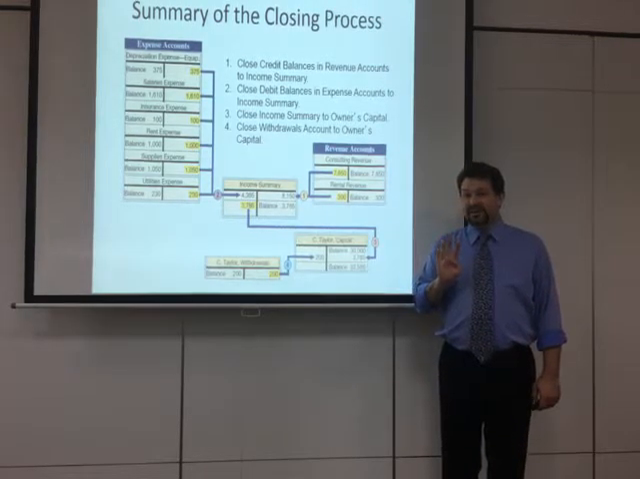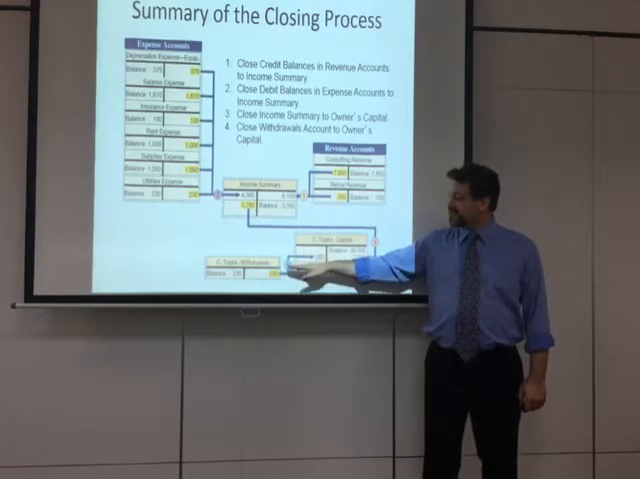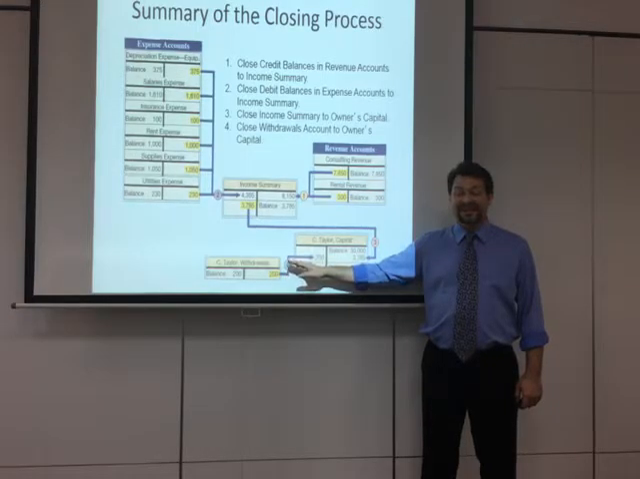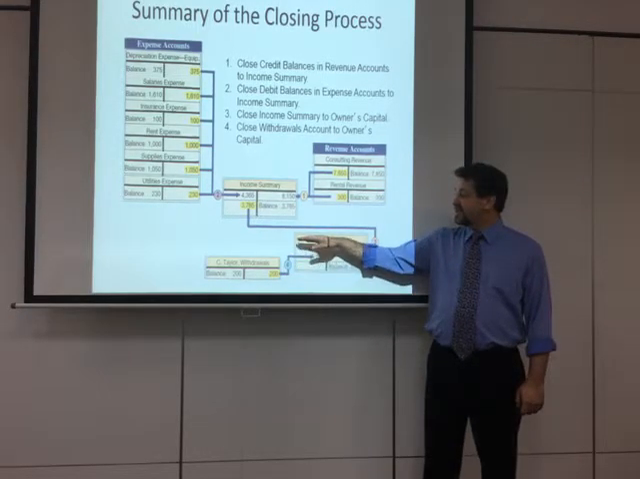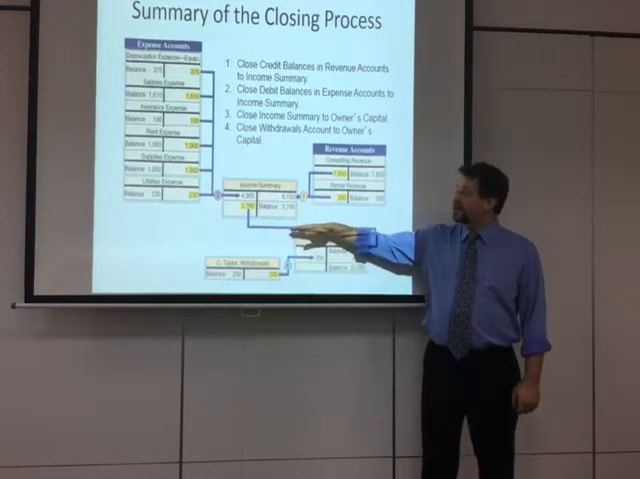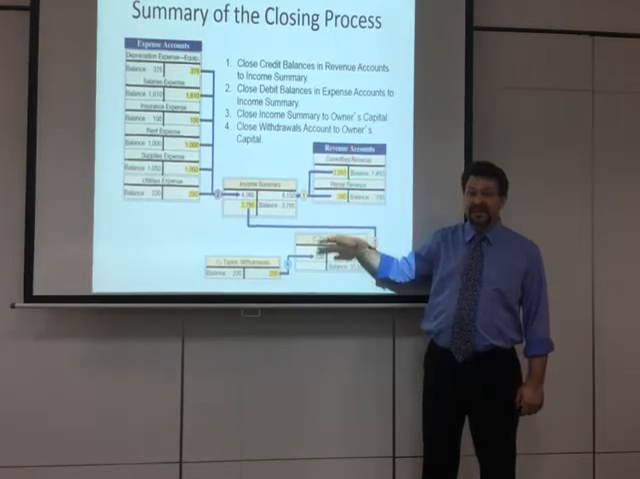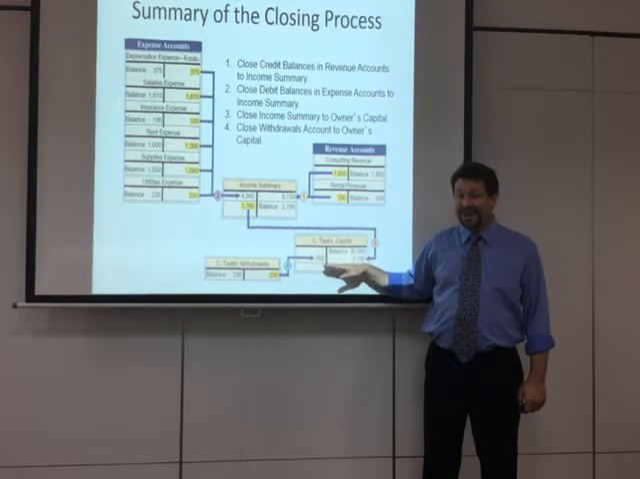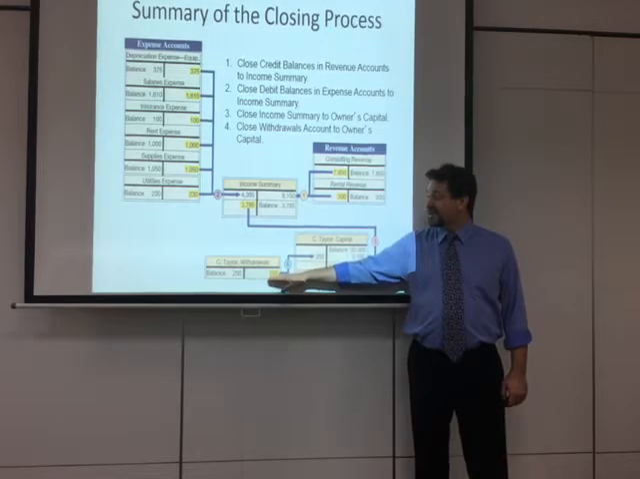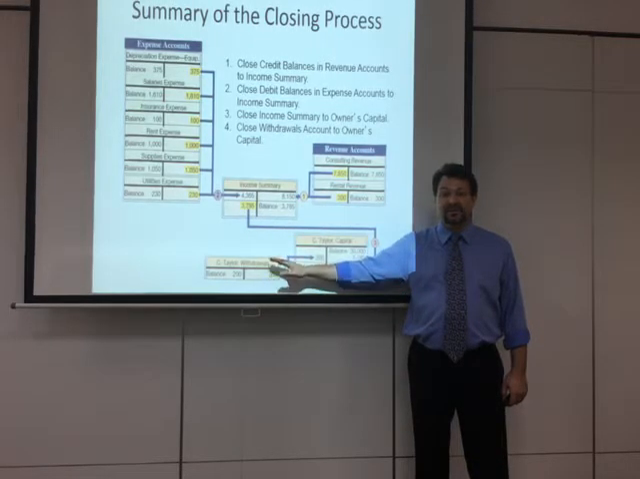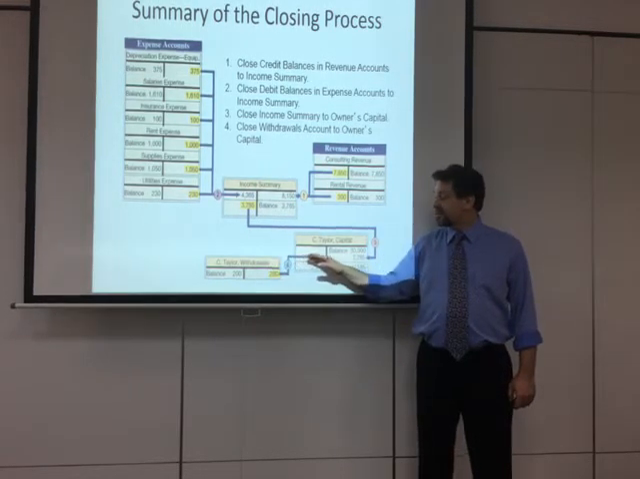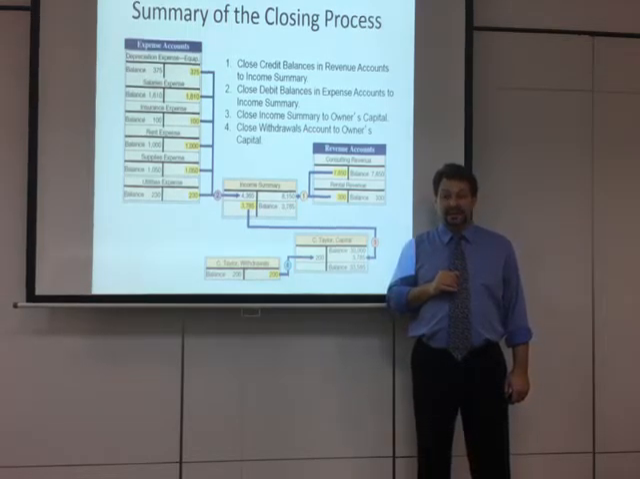The fourth journal entry is purely to clean up the balance sheet. At this point, we have closed out the income statement. The balance sheet balances, but we need to close out the temporary account of draws. We close it out to capital as well.